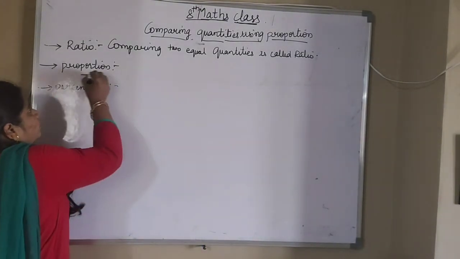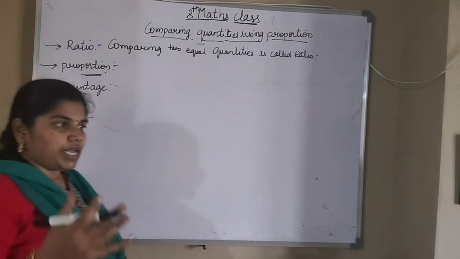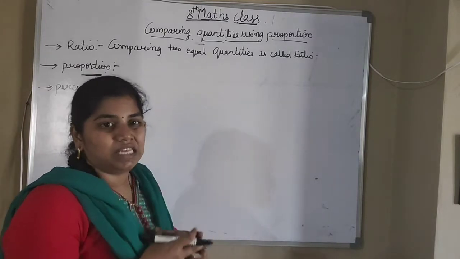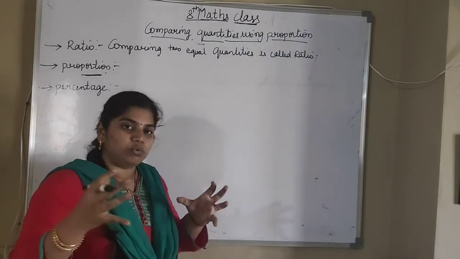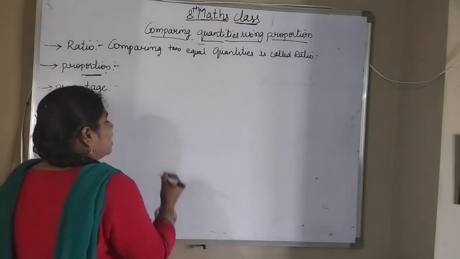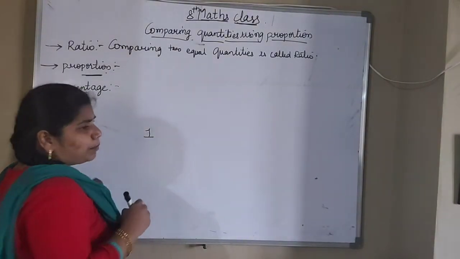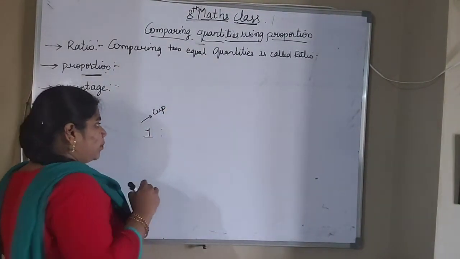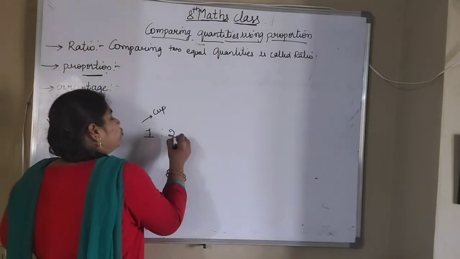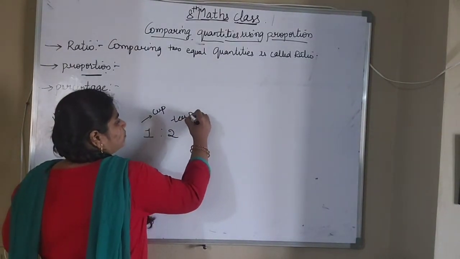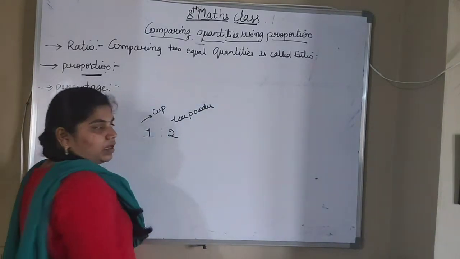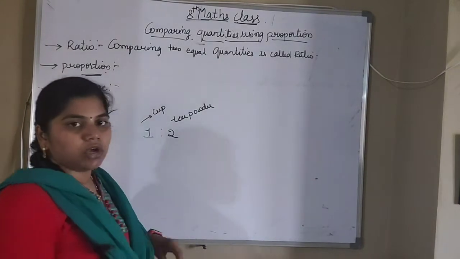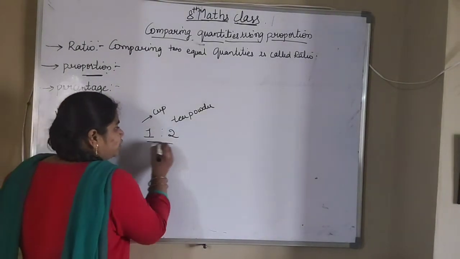Next is proportion. What do you mean by proportion? If you are taking any two ratios, and the two ratios are equal, then we will call those two ratios in proportion. Suppose I want to make 1 cup of tea. For making 1 cup of tea, I want 2 tablespoons of tea powder. So this becomes a ratio here.